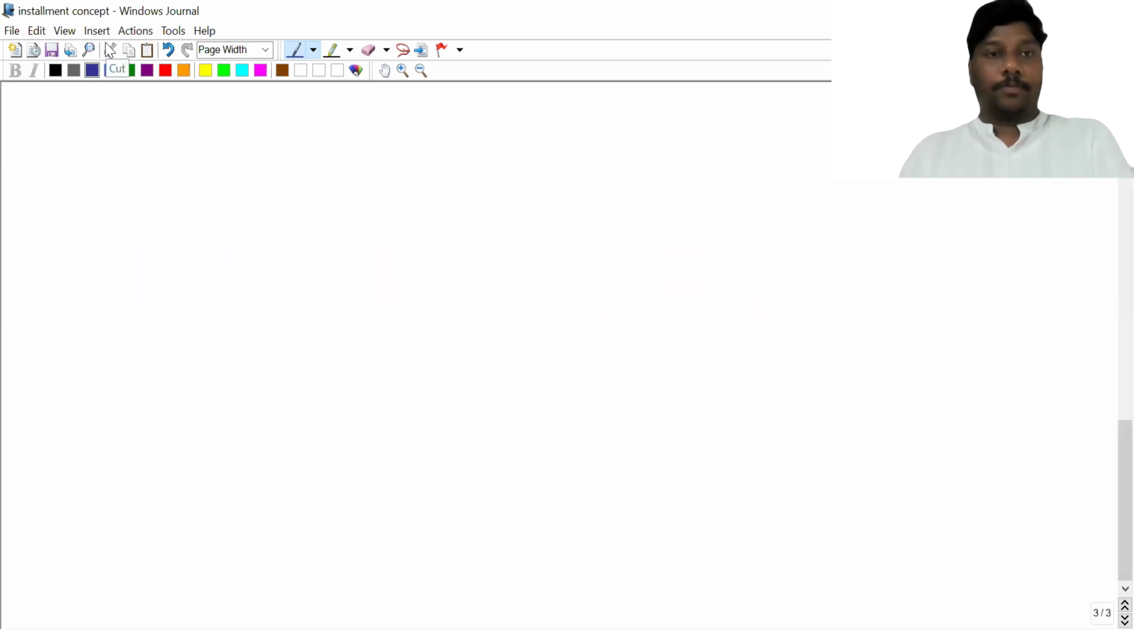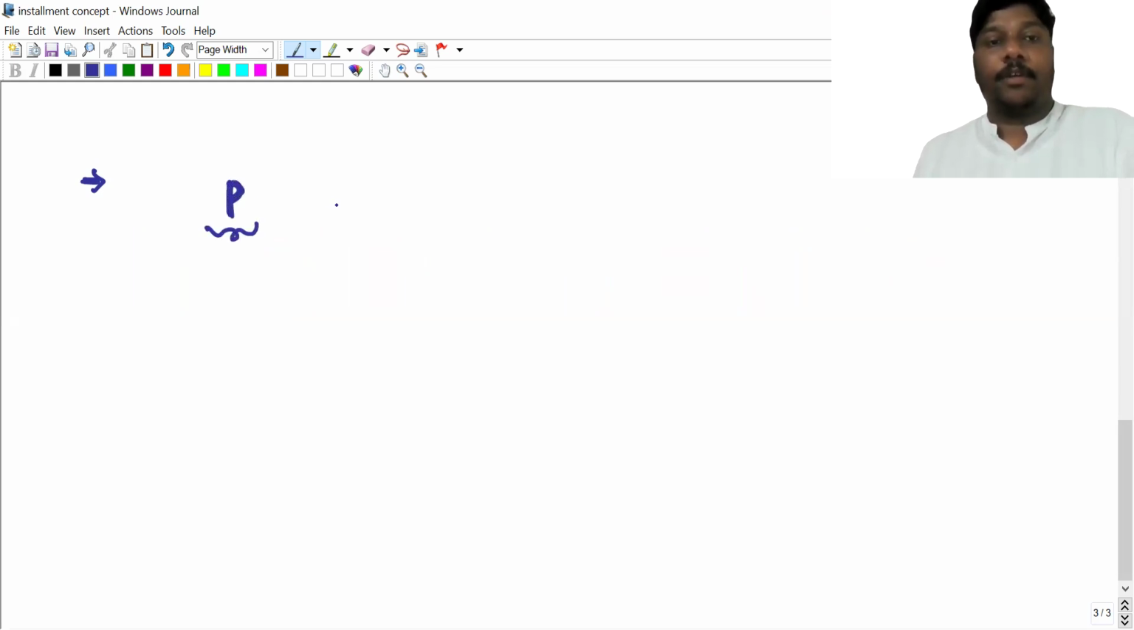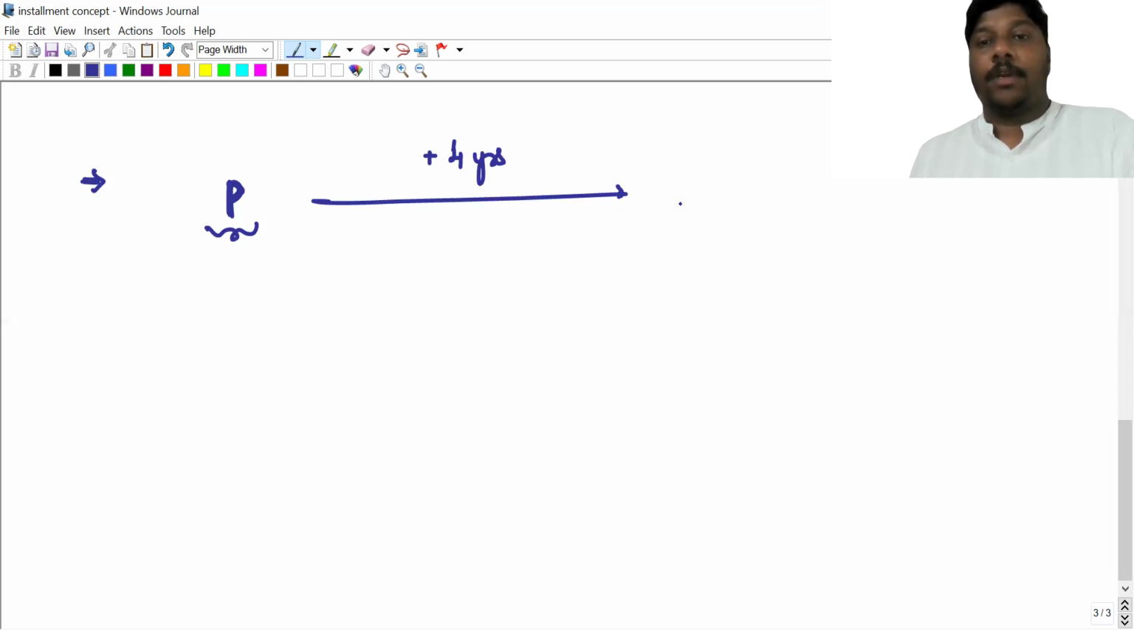First of all, if you borrow P rupees, it's a principal which we have taken. So this is the sum of money that we have taken. If you wait for, suppose I'm taking it for 4 years, it will become, in simple interest, P plus PTR by 100. In place of T, you can put 4. This one, you call it as an amount.